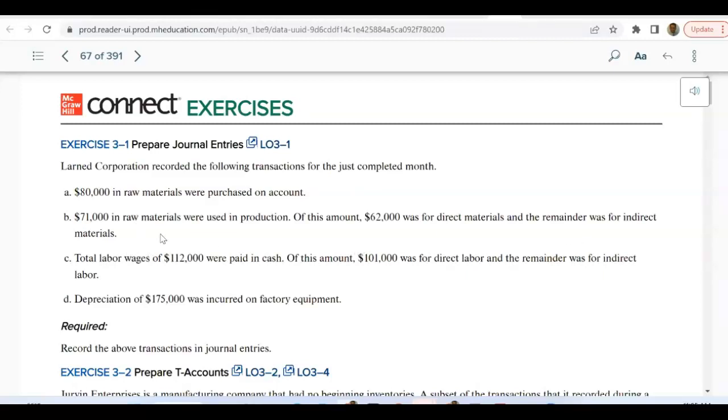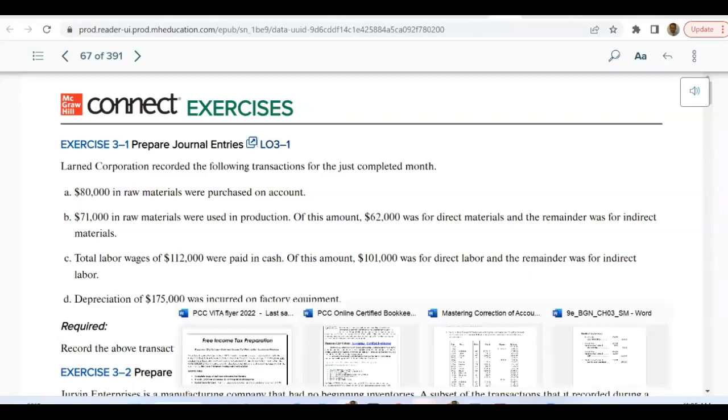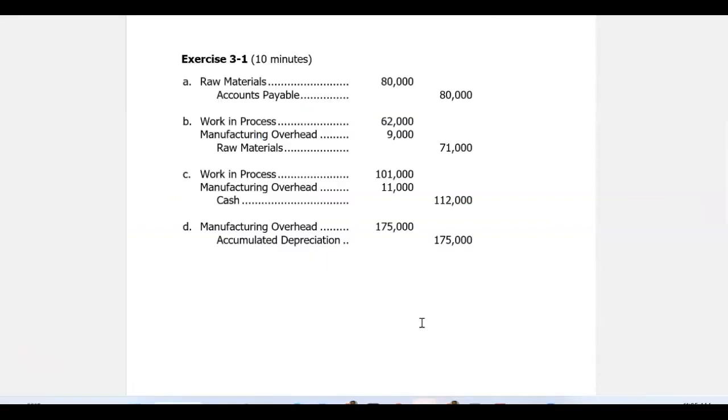Okay, so let's do those two journal entries. We need to journalize them. When you purchase raw materials, the raw materials inventory T account will be debited to increase the asset. Normal balance for any asset is debit. So here we debit that to increase it. And normal balance for any liability is credit. Because it's on account, accounts payable will be credited.